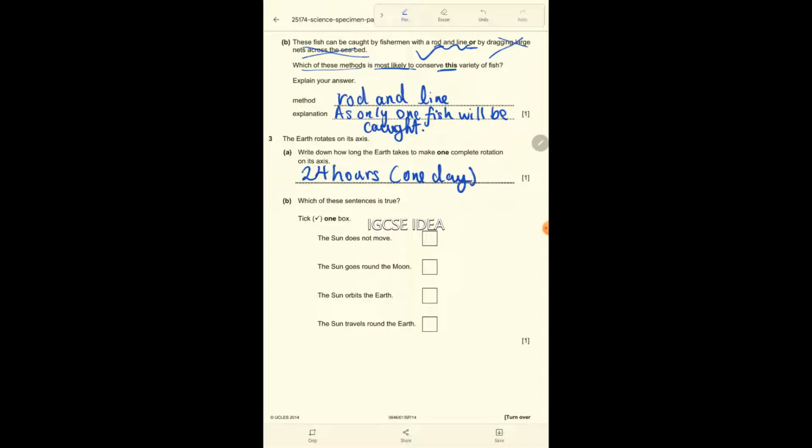Which of these sentences is true? Tick one box. The sun does not move. Yes, the sun does not move. The sun goes round the moon. No. The sun orbits the earth. No. The sun travels around the earth. No. So the first statement is correct.